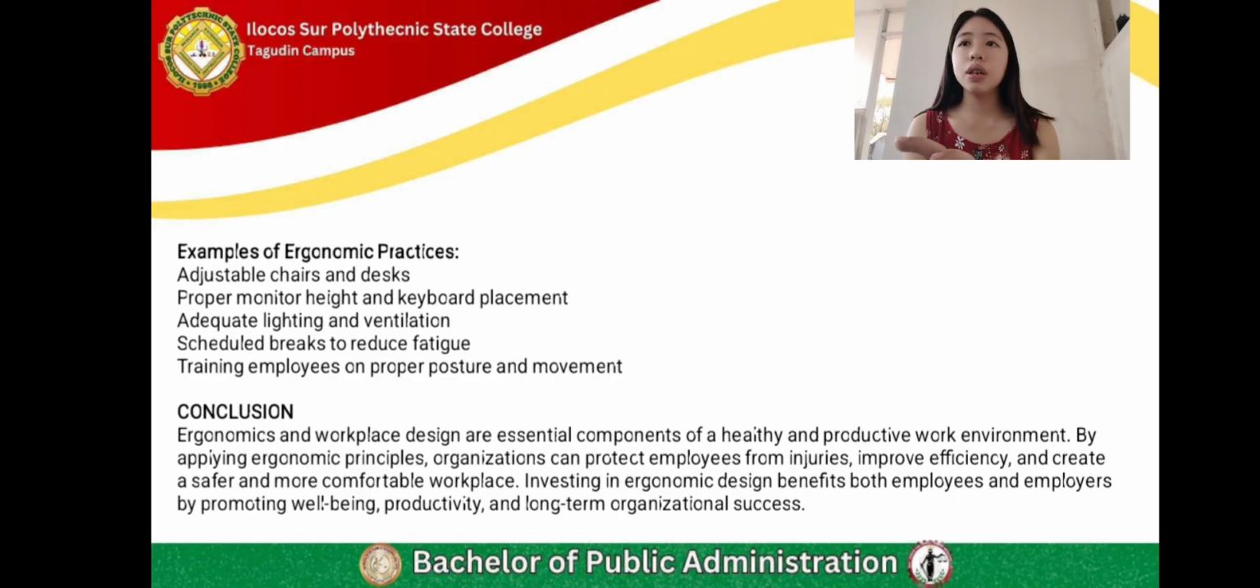So, ergonomics and workplace design are essential components of a healthy and productive work environment. By applying ergonomics principles, organizations can protect employees from injuries, improve efficiency, and create a safer and more comfortable workplace. Investing in ergonomic design benefits both employees and employers by promoting well-being, productivity, and long-term organizational success.